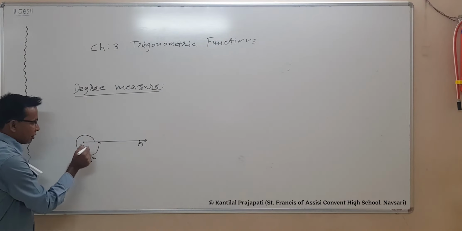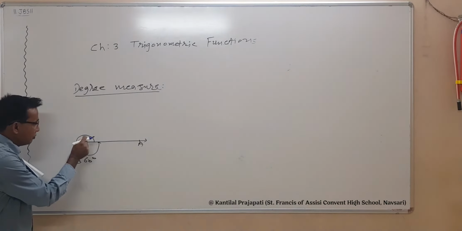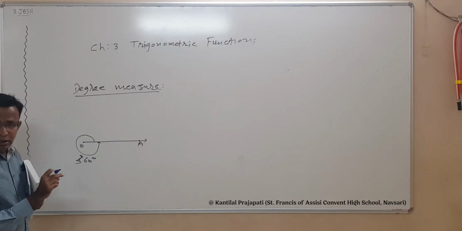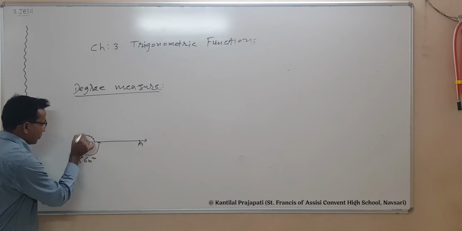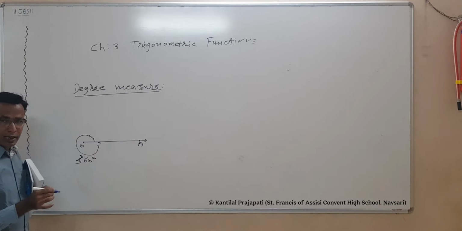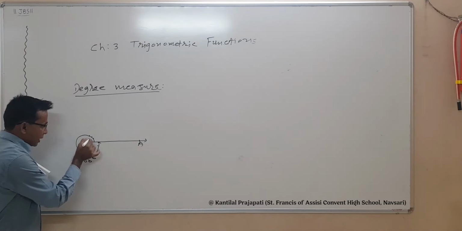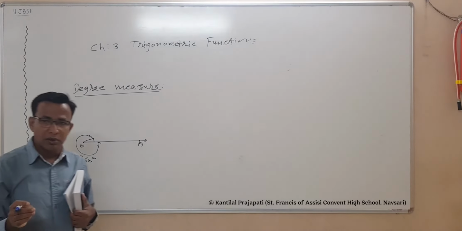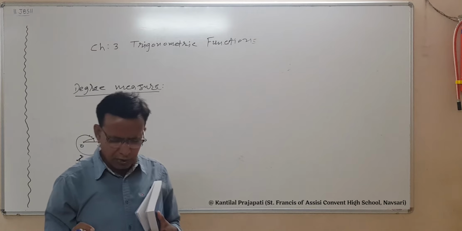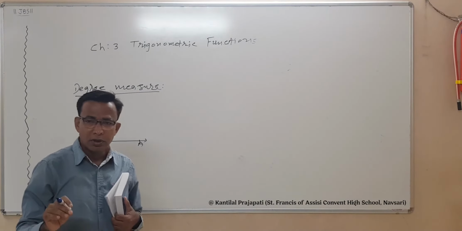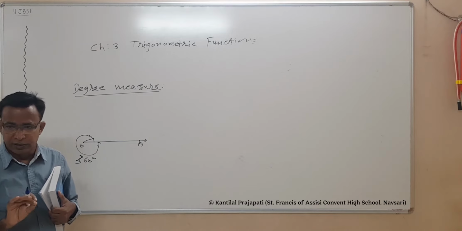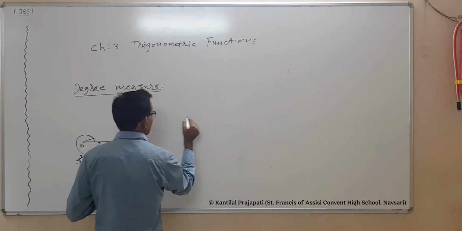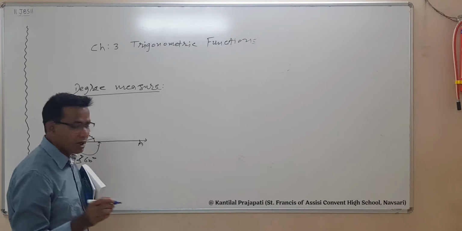We divide this complete revolution into 360 parts, like this: 1, 2, 3, 4, 5, 6, up to 360. Then the value of one part is called 1 degree. That is, 1 upon 360 part of one revolution of the rotation is called 1 degree.